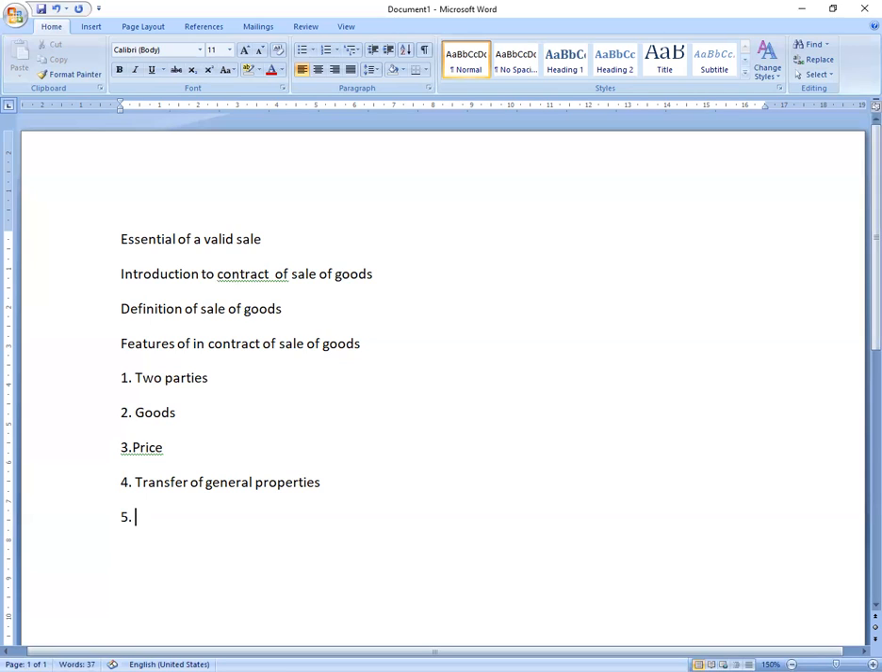Fifth, essential elements of a valid contract. All the essential elements of a valid contract must be present in the contract of sale. So a valid sale must have the essential elements of a valid contract.